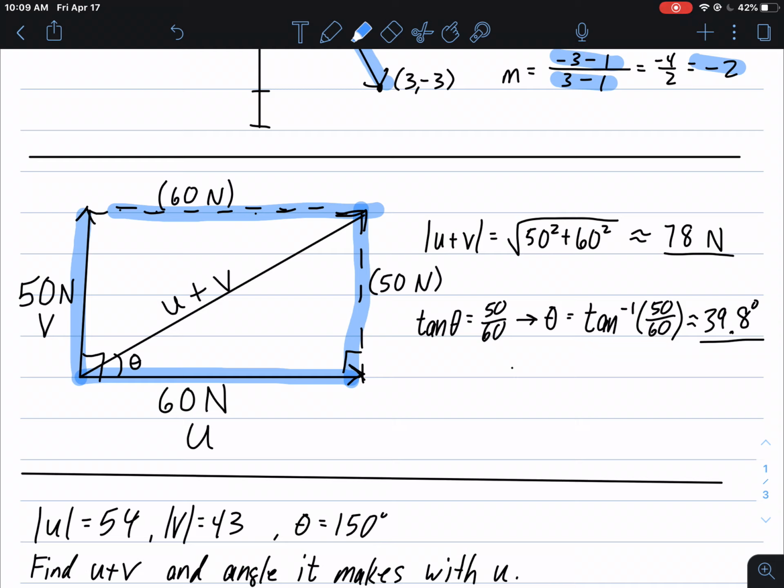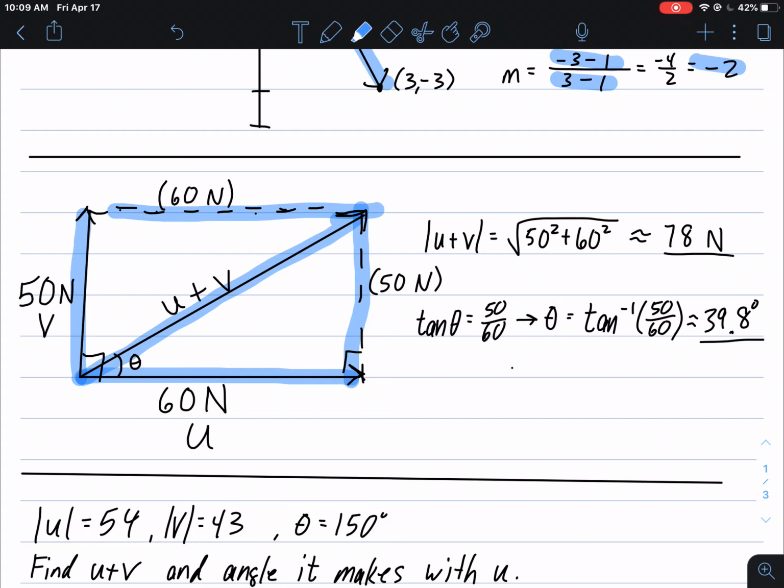Now, I don't have any other information than that, so I just put my 60 newton vector at the bottom, and my 50 newton vector is the vertical vector. You could reverse that. We're not given any other specific direction. We just know that the angle between the two vectors is 90 degrees. And then once we draw our rectangle, we draw in our diagonal, and that's our resultant vector.